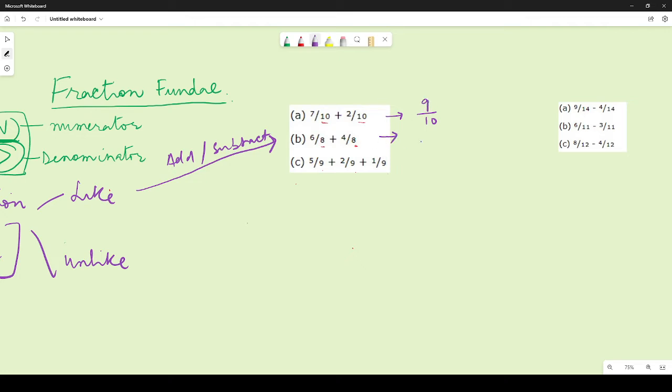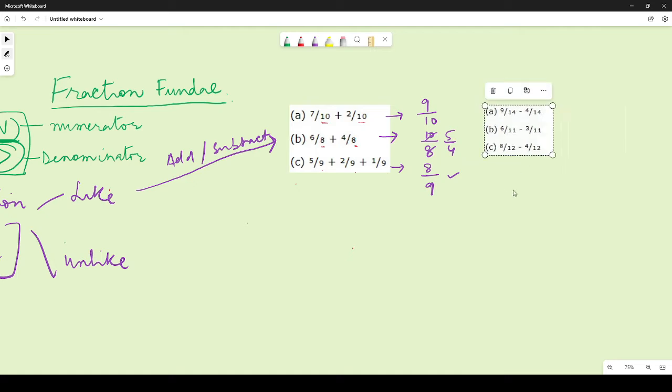Over here, the denominator remains the same. You simply add the numbers over there and this becomes 10 by 8, and then of course you can further reduce it to 5 by 4. Now over here, the denominator remains the same and you add up 5 plus 2, 7 plus 1, 8. So you simply solve this, right? Now over here, let us check if it is subtraction. Again they are like terms, so you are subtracting them.